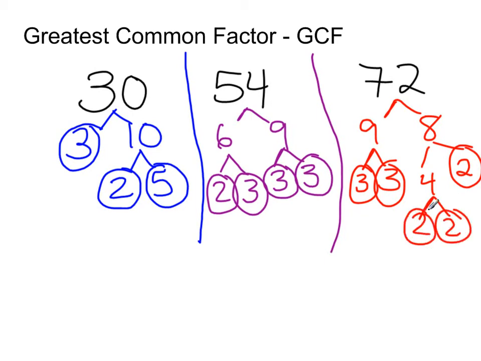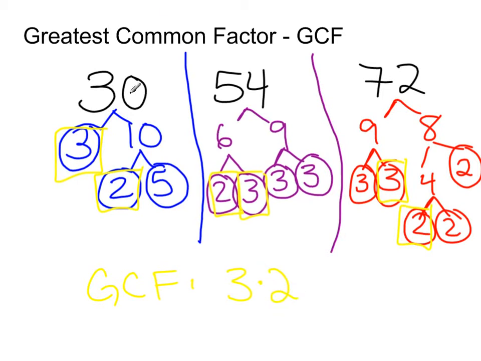And now what we're going to do is collect what they all share. So, 30 has a 3, 54 has a 3, and 72 has a 3. They all share a 3. So far, as part of my GCF, I am collecting a 3. 30 has a 2, 54 has a 2, and last but not least, 72 has a 2. So they all share a 2.